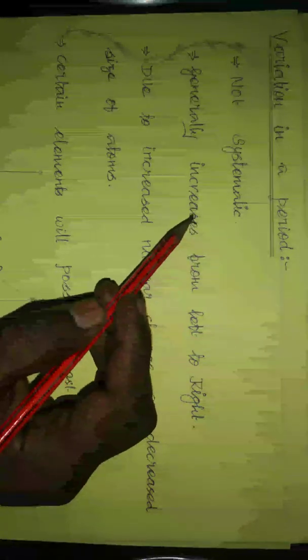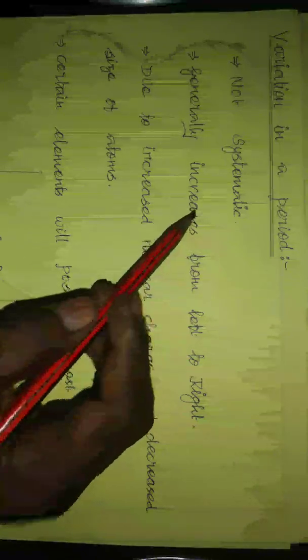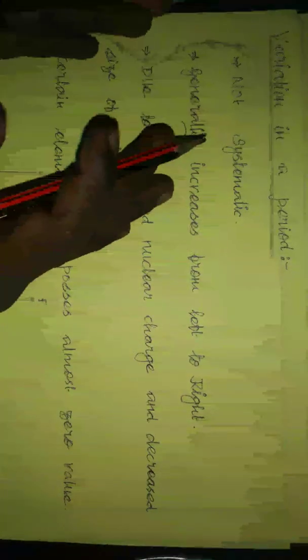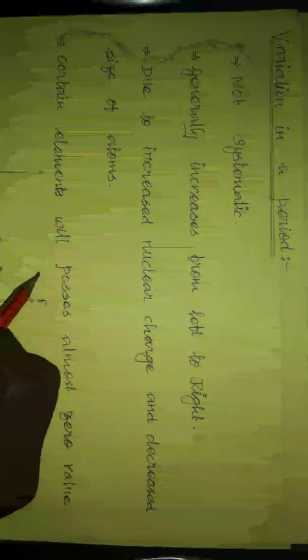Dear students, let us see the variation of electron affinity in a period. As we know, every periodic table contains 2 different things. One is horizontal arrangement and the other is vertical arrangement. The horizontal arrangement of elements is called a period, whereas the vertical arrangement of elements is called a group. The property we discuss now is electron affinity, and we are going to see how it varies in a period of elements, that is, when going from left to right, whether it increases or decreases.